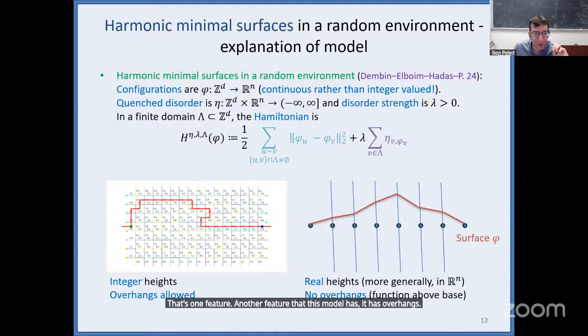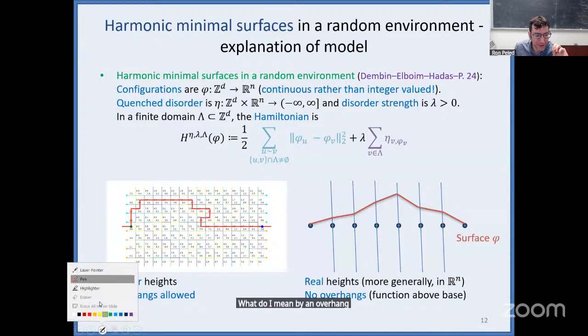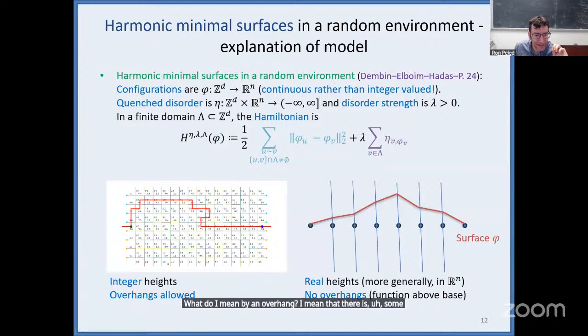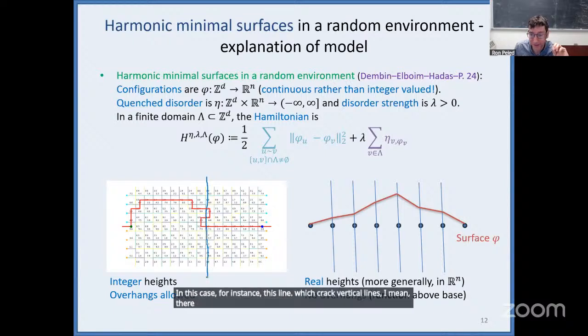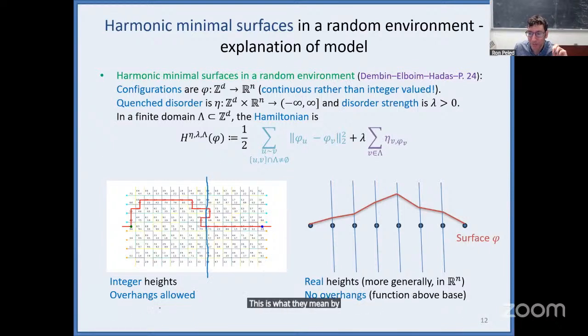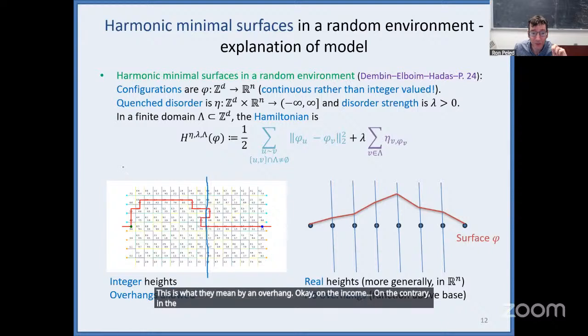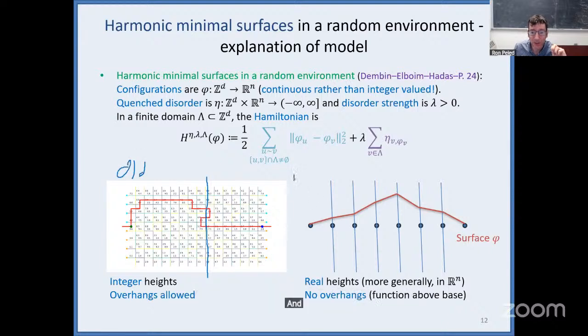What do I mean by an overhang? I mean that there are some lines, in this case, for instance, this line, which cross vertical lines. I mean, there are some vertical lines which cross the interface multiple times. This is what I mean by an overhang. On the contrary, in the new model, so this was the old model, and in the new model, I will have something a bit different.